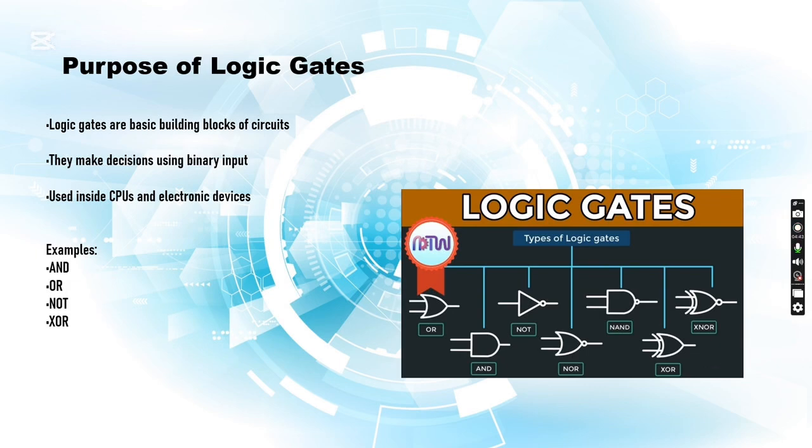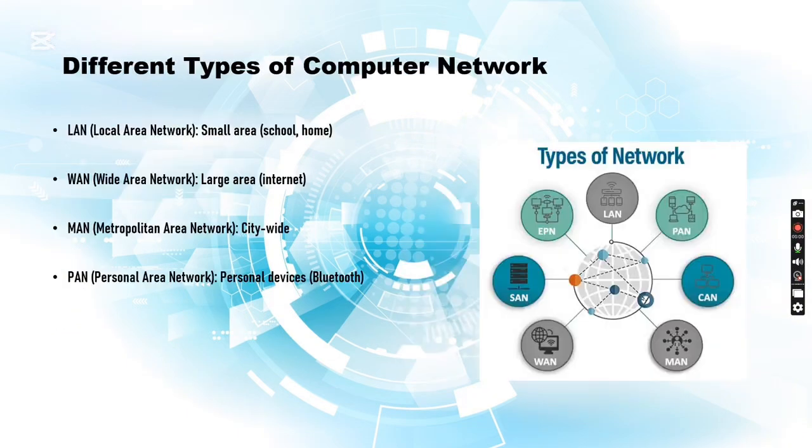Purpose of logic gates. Logic gates are the basic building blocks of circuits. They make decisions using binary input. They are used inside CPUs and electronic devices. Examples: AND gate, OR gate, NOT gate, XOR gate and NOR gate. You can see the images here also.